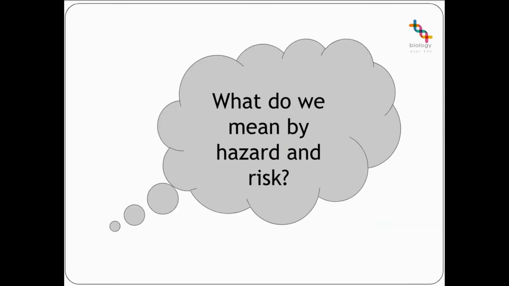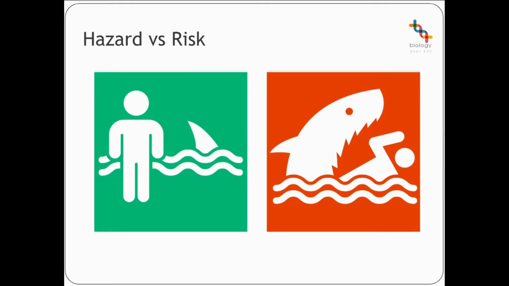Now, just before we move on any further, just have a wee think about what we mean by the term hazard and what we mean by the term risk. Obviously, they're ever so slightly different, and it's important to be aware of the differences between them. So a hazard is anything that has the potential to cause harm. So in this example, our hazard is our shark in the water, so that's obviously a hazard. The risk is the likelihood of that hazard causing you harm.